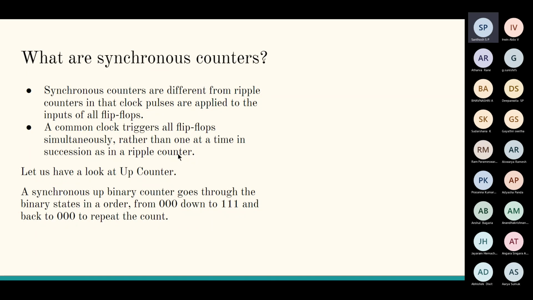Okay, so now we'll build a synchronous up counter. It counts from the state 000 to 111. It's kind of the same as the ripple counter which we built, but we'll do it in a different way, using the same clock for each flip-flop.